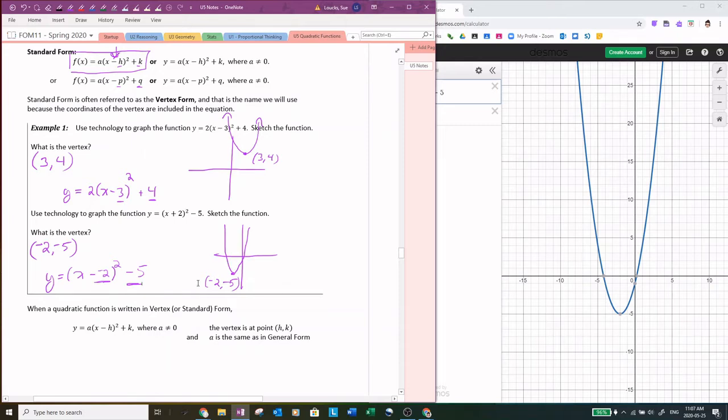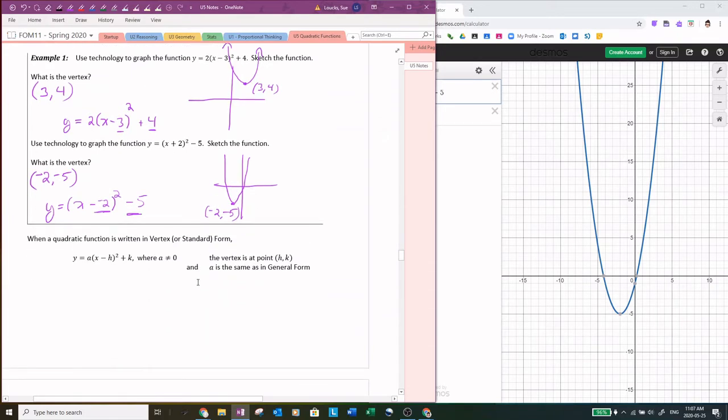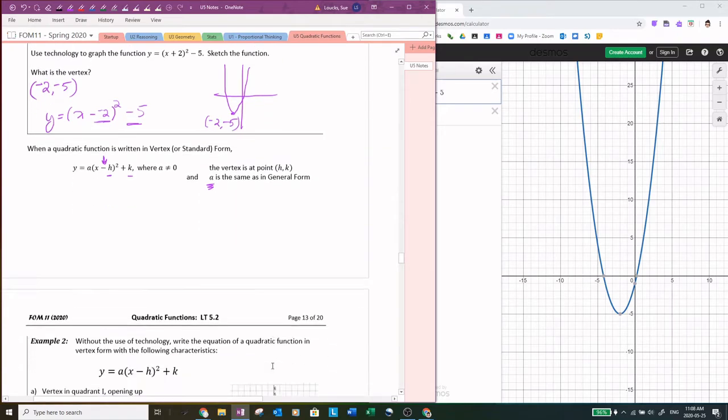All right, so here's the thing to remember. When a quadratic function is written in vertex or standard form, y equals a times (x minus h) all squared plus k, the vertex is at the point (h, k), okay? So having this as a minus is super important, okay? And a is the same as it is in the general form. Remember when we did the examples on the previous page where you multiplied things out, your a value stayed the same. That's really, really helpful. All right, let's take a look at how that is useful.